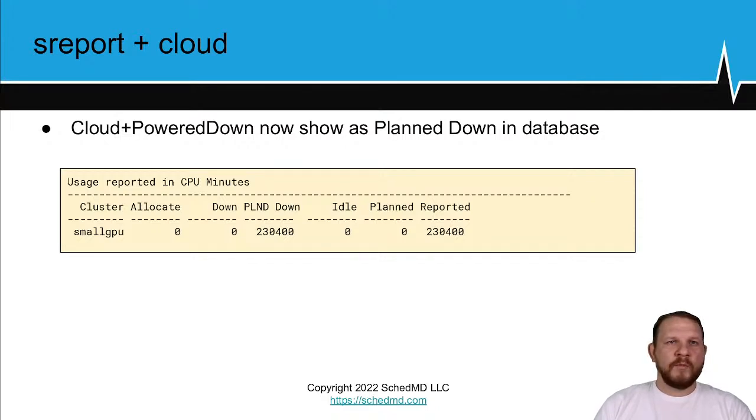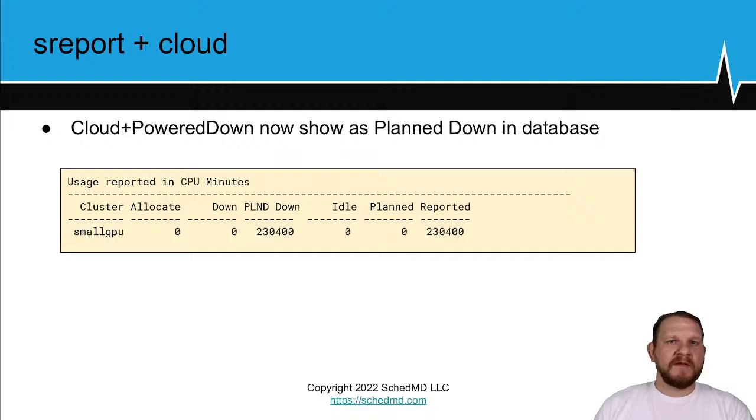With regards to sreport, here I have a report that is showing my usage in CPU minutes. Previously, on this small cluster that hasn't been used for a little bit, it would have shown that all my usage was idle. When you're showing those reports, it's true, yes, it was idle, but it's a little untrue at the same time, because those nodes were not powered up. I wasn't being charged for those nodes on my cloud environment. In this case, I only had my controller up for about a week and wasn't using any resources.